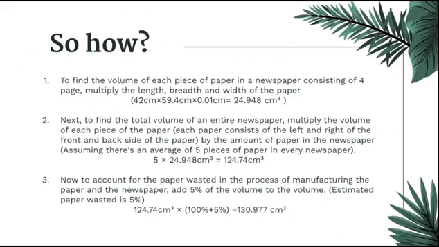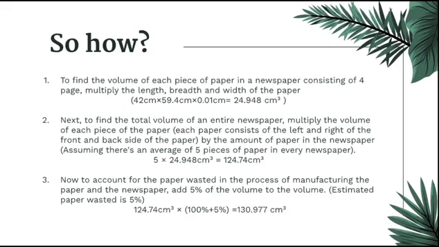This can be done by multiplying the length, breadth, and width of the paper, which will be 42 cm times 59.4 cm times 0.01 cm equals 24.948 cm cubed. Next, to find the total volume of an entire newspaper, multiply the volume of each piece of paper by the amount of paper in a newspaper.